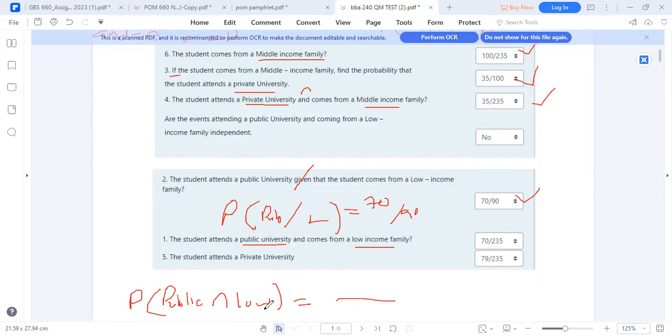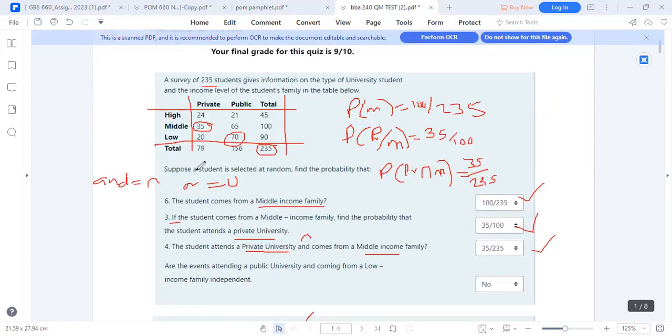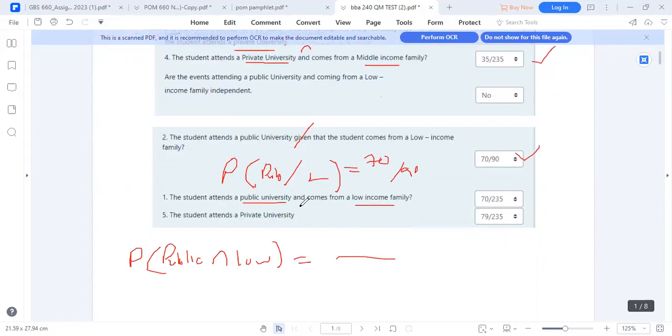Where they are meeting, public and law, divided by what? What total are we going to get here? $235, the total of everything. All right, so where they're meeting and the total for everything. So public and law, where they're meeting? $70. Public and law, they're meeting at 70.